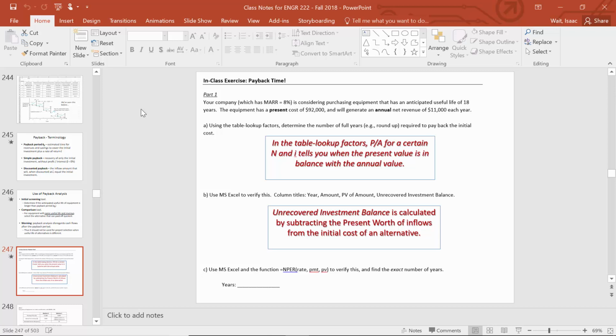Now in Part B, we're going to try and find out the specific amounts of the cash flow each year using Excel. I've given you the column titles. Go ahead and start up Excel, and we'll have year, amount of money for each, the present value where you're discounting at the MARR, and then the unrecovered investment balance, which I've told you what we're doing. It's the present worth of the inflows from the initial cost.